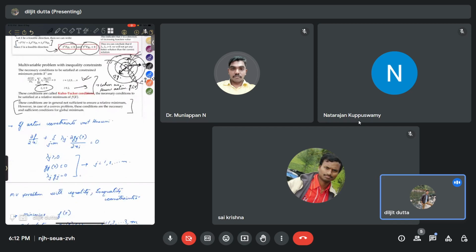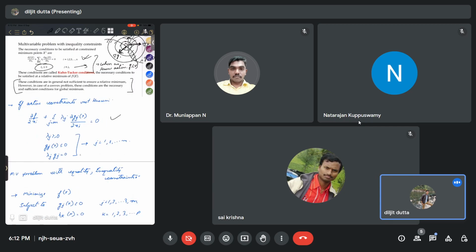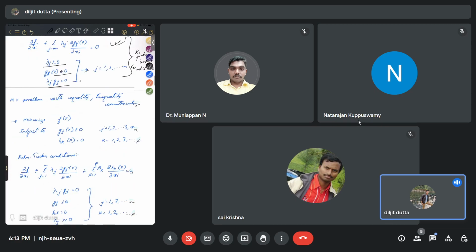Now, if the active constraints among all the constraints are not known, in that case the first Kuhn-Tucker equation will be the same, and the second condition is that lambda j is greater than or equal to 0. That is already fixed. Then we have to add two other conditions: g j of x less than or equal to 0, and lambda j times g j equal to 0. So you have to add these two conditions, and all four equations together form the Kuhn-Tucker conditions. Okay, so this is about inequality constraints.